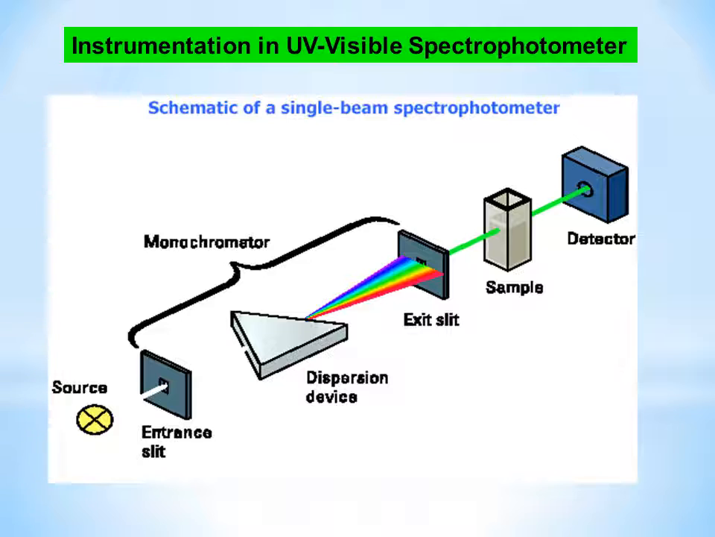From that source we can get polychromatic radiation. Then comes the monochromator. The monochromator consists of two slits, one an entrance slit and the second an exit slit. In between them there is the dispersion device. Then the next one is the sample cuvette, where we can keep our sample, and the last one is the detector. Now one by one we will see the components of this single beam spectrophotometer in detail.